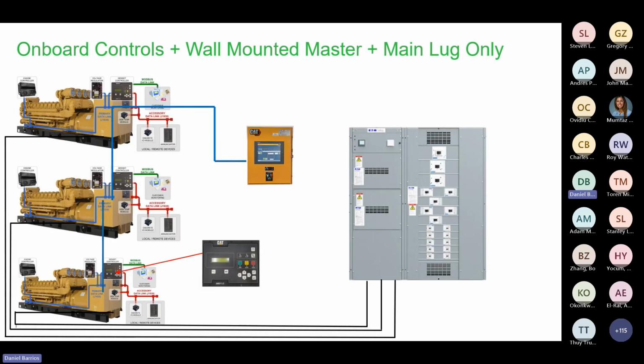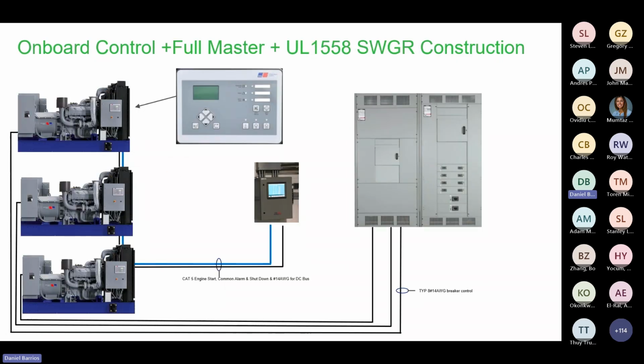Caterpillar does something very similar also. It uses their onboard controllers, their EMCPs. They go into some type of a wall-mounted master. And since their system is partly owned by Eaton and such, they may have an Eaton distribution. Again, you notice this is just a main lug only type construction, 891, and you may be concerned about that. The same thing with MTU now. MTU does a very similar thing. Sometimes MTU will reach out directly to a Square D or an ASCO or such to do the distribution portion for them.